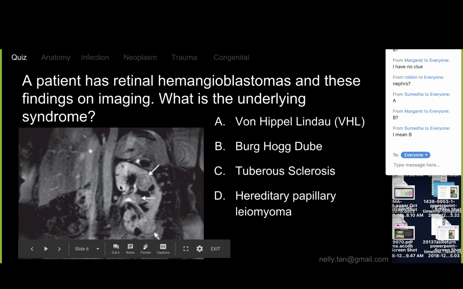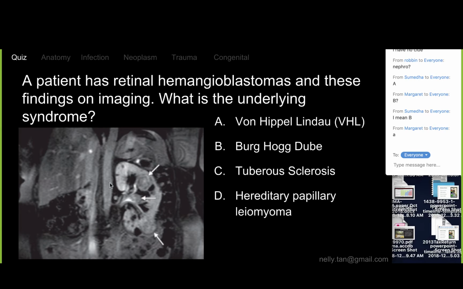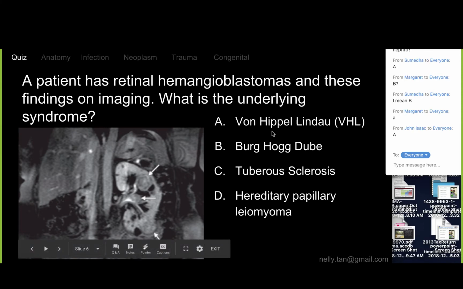A patient has retinal hemangioblastomas and the following imaging findings. What is the underlying syndrome? This is an MRI of the abdomen, and we have contrast enhancement. Here's the abnormal kidney. The arrows point to areas of masses within the kidney. So a patient with concurrent retinal hemangioblastomas plus these kidney findings, you're concerned about, okay? So Margaret thinks VHL, John, okay?